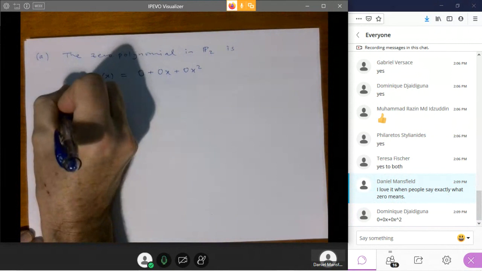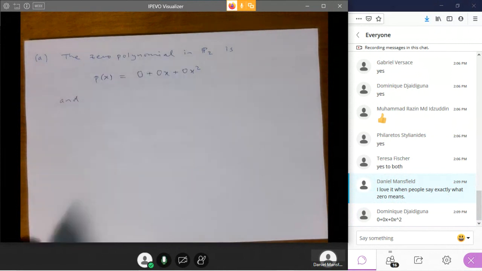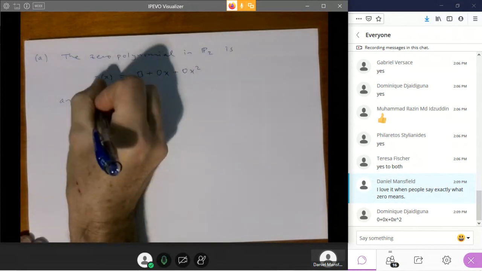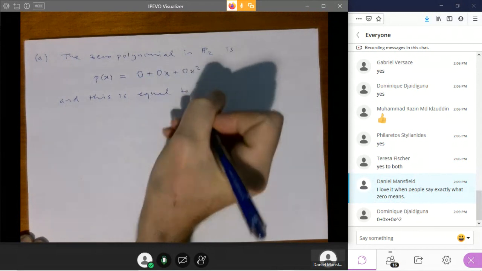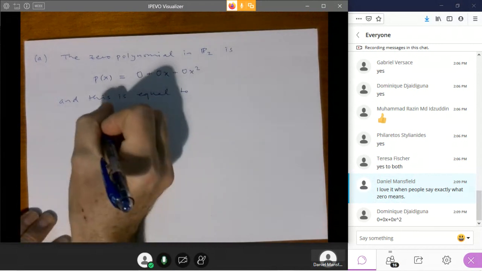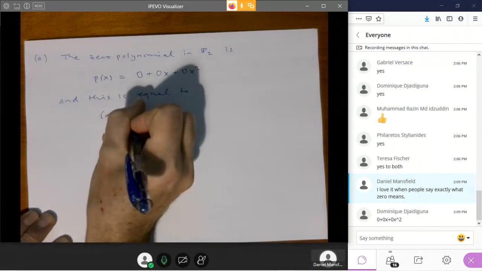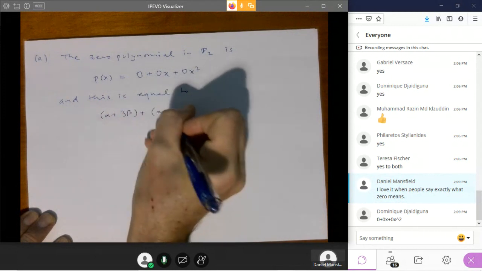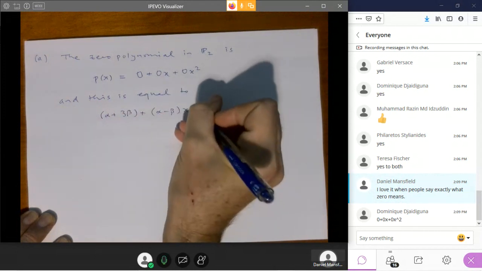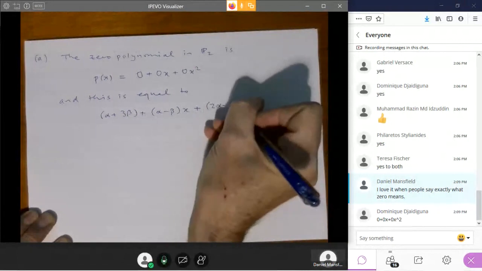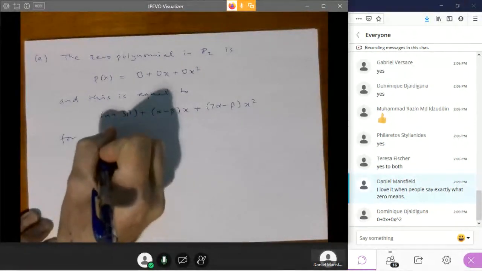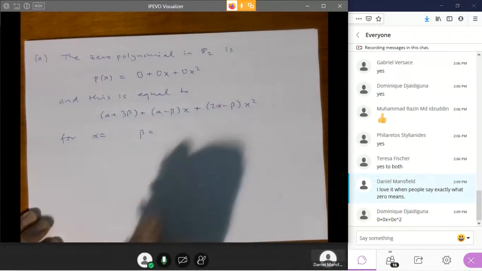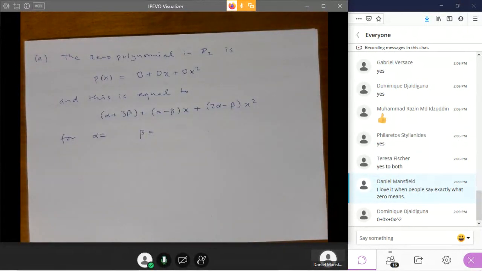Okay, and we want to know if that's in W or not. Well, it's in W if it's equal to the formula given, which I'll just copy down. You've got it in the question. It was alpha plus 3 beta, plus alpha minus beta times x, plus 2 alpha minus beta times x squared. And if we can show it is equal to that for certain values of alpha and beta, then we're done. That is in the set S.